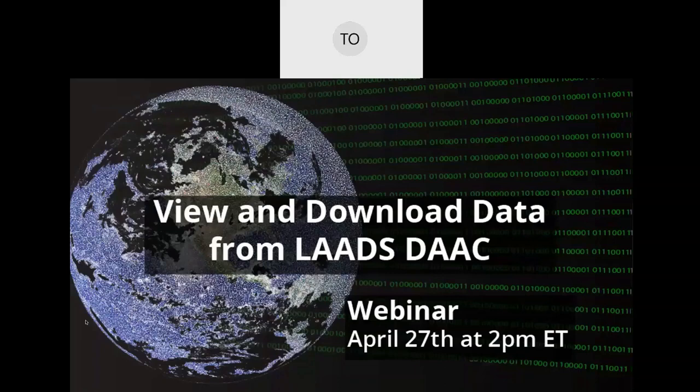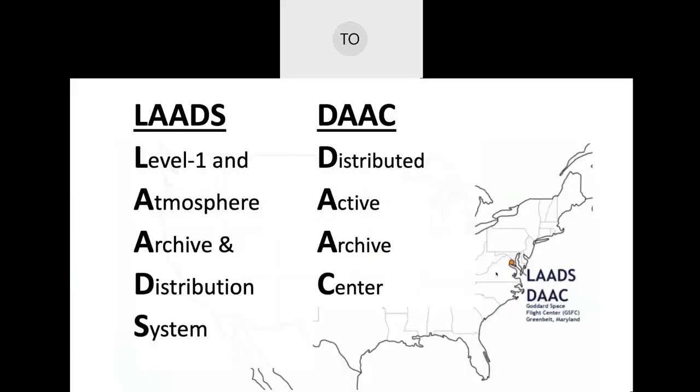But to start off, I probably should tell you a little bit about what LADS DAC stands for. As you may have heard in the introduction, it's quite a mouthful, and it definitely causes some people to trip over their words. LADS stands for Level 1 and Atmosphere Archive and Distribution System, and DAC is Distributed Active Archive Center. And even still, I'm tripping over it. As you can see in the map there, it's located at Goddard Space Flight Center in Greenbelt, Maryland.